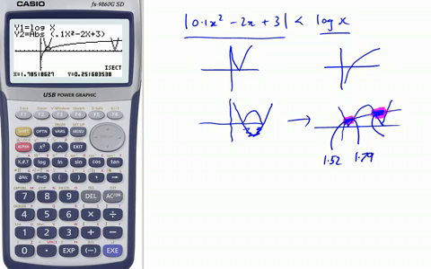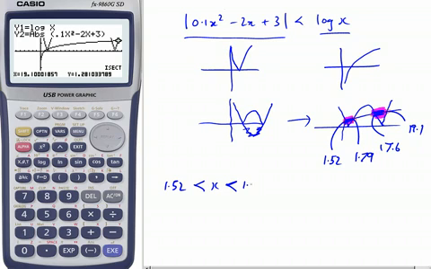Our next answer will be 1.79. Our third answer will be 17.6, and our fourth answer will be 19.1. So clearly we have the regions, the values where this function holds will be x greater than 1.52 and less than 1.79, and x greater than 17.6 and less than 19.1. And there's your answer for that question.